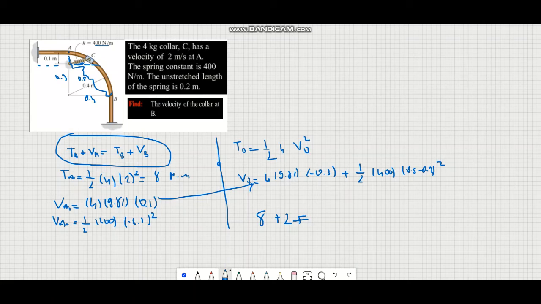If I add these guys, it's gonna be 2.3 Newton meter. So it's gonna be here 2.3 Newton meter plus 2 VA square, VB square. So VB at point B is gonna be 1.96 meter per second.